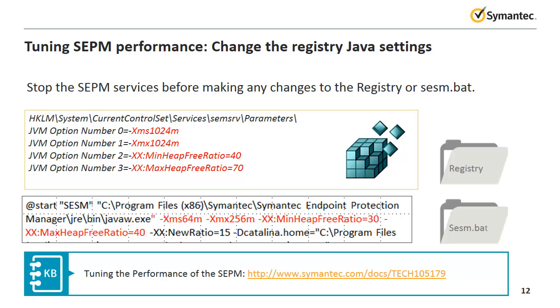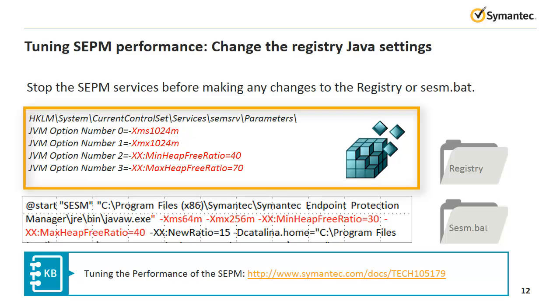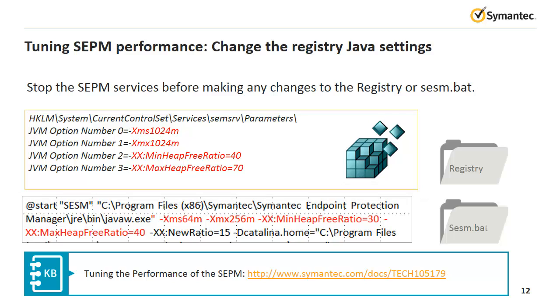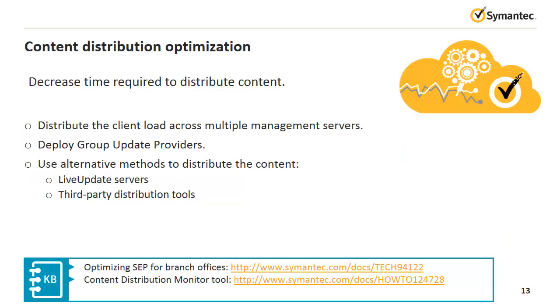To allocate more resources to Java, adjust the registry variables shown in the screenshot. Before you make necessary changes, stop the SEPM services. You will also need to edit the stsm.bat file as shown in the screenshot. For more detailed information, refer to the KB on the screen.